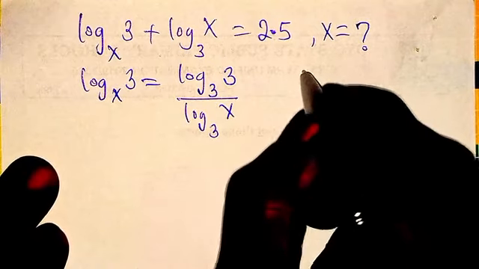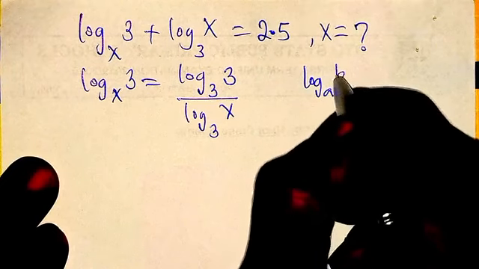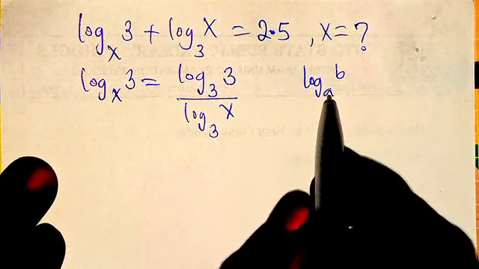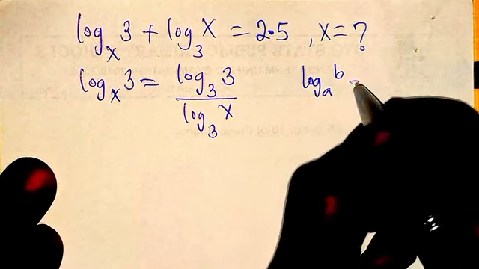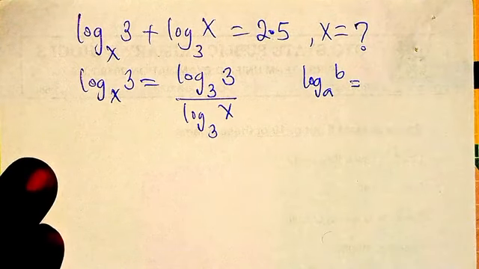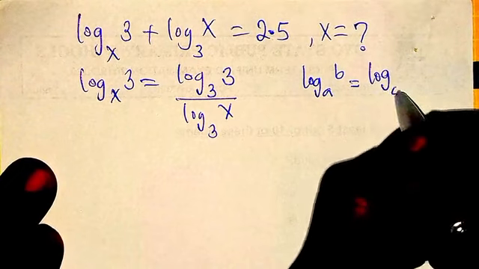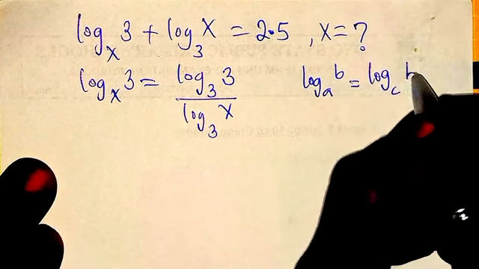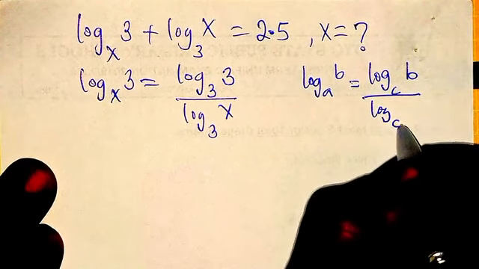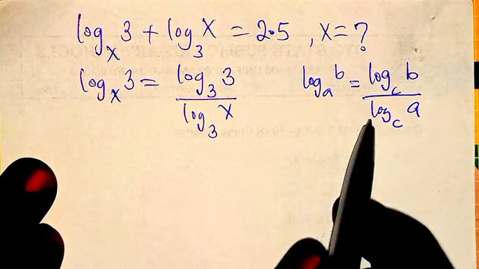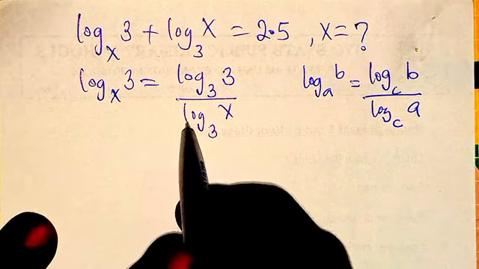Okay, so this is what we use here. When you have log of b to base a and you want to change the base completely to another base entirely, let's say big C, this will be log base C of b over log base C of a. So this is the fact that we use here, right?